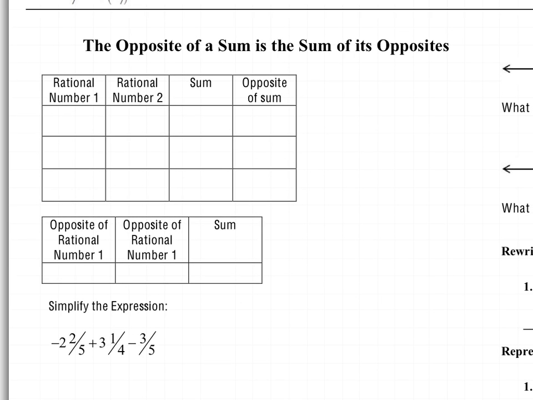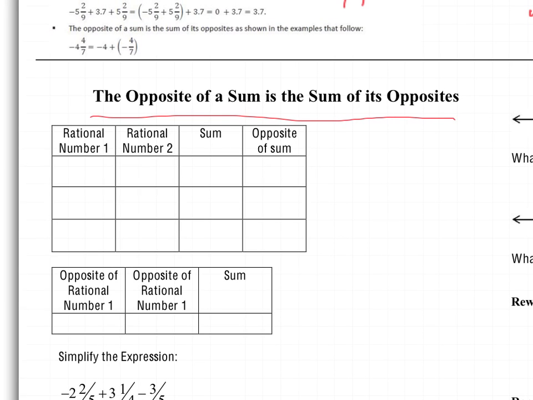So here I have it written down, kind of what we're looking at today. The opposite of a sum is the sum of its opposites. Okay, so what does that really mean? Let's look at an example where we've chosen two rational numbers. For instance, let's say we have 7 and negative 2. So the sum of 7 and negative 2 is going to be positive 5. The opposite of that sum is going to be negative 5. And I'm not really sure why I ended up with these extra 2 rows on here. We don't need those.